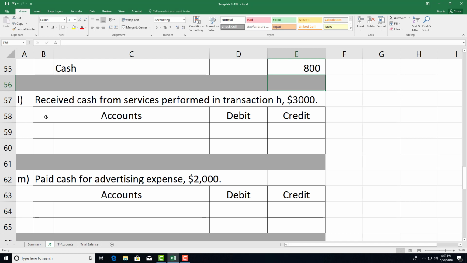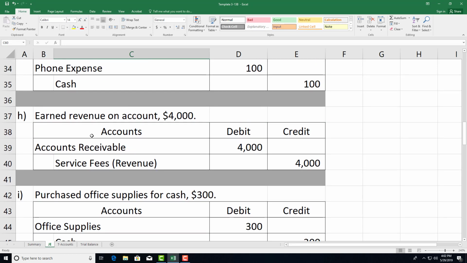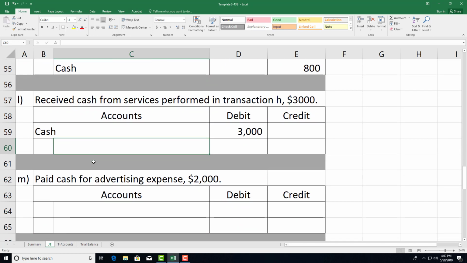Next transaction, received cash from services performed in transaction H. So to me, the more obvious thing is we are receiving cash, $3,000, and it says we're receiving it from the transaction related in H. Well, in H, we got an account receivable. We recorded revenue. Now we're getting some of that cash. So what's happening in this transaction in L is we're getting cash. That asset is going up, but accounts receivable is going down.